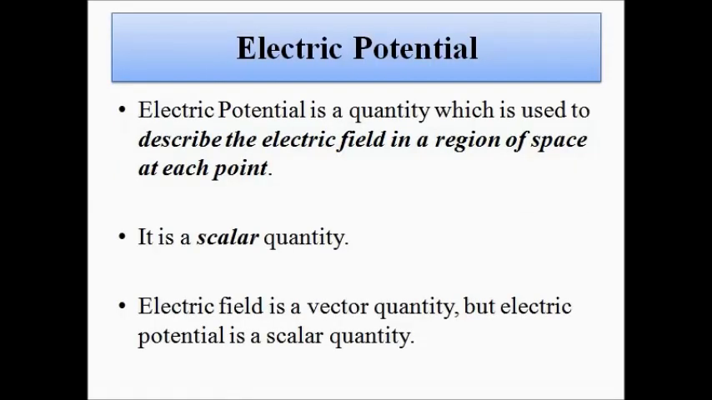So electric potential, as I said, is obtained from electric potential energy. It is a quantity which is used to describe the characteristics of the electric field, to quantify the nature of the electric field in terms of a number, in any region of space at any point. So it is a scalar quantity. Although electric field is a vector quantity, electric potential is a scalar quantity. Now let us try to understand electric potential and find its mathematical expression.